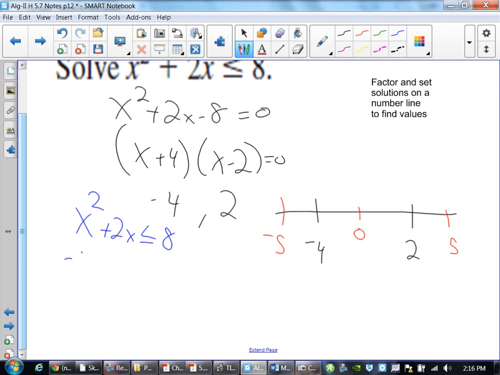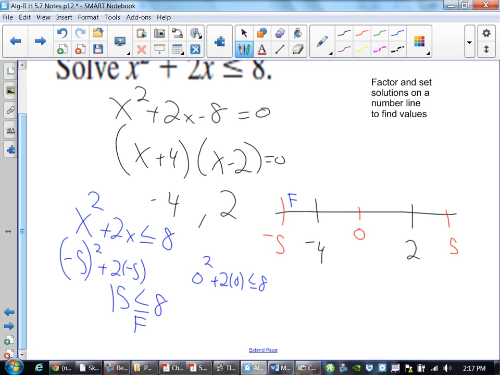If I check it at negative 5, what's negative 5 squared? 25. What's 25 plus negative 10? 15. Is 15 less than or equal to 8? No, so I know it's false over here. Check it at 0. Is 0 squared plus 2 times 0 smaller than or equal to 8? It's true between. And then try it again with 5.